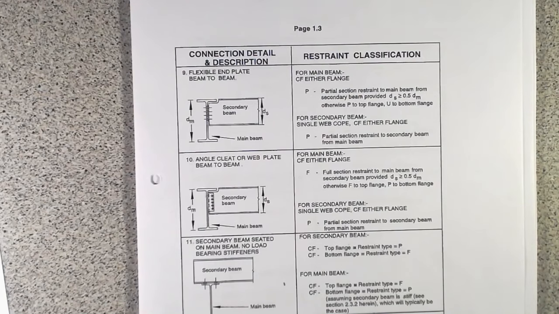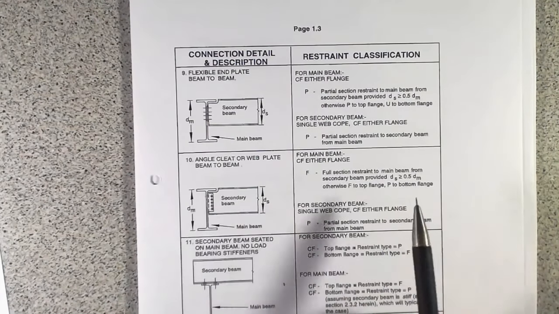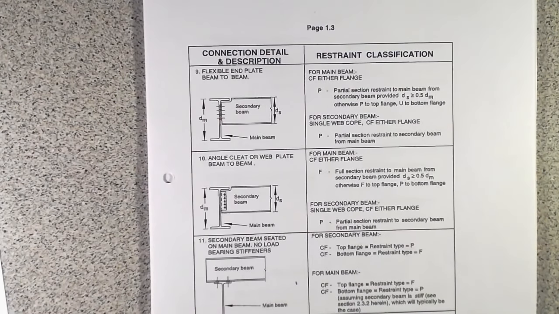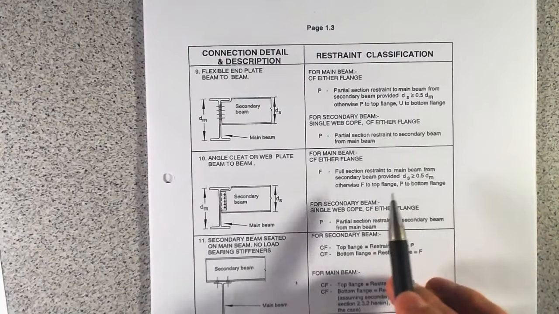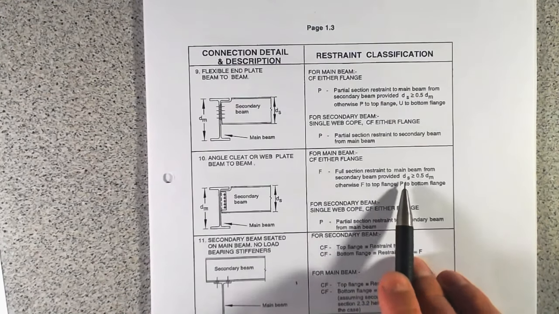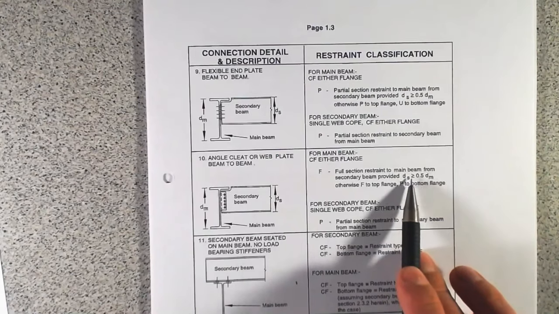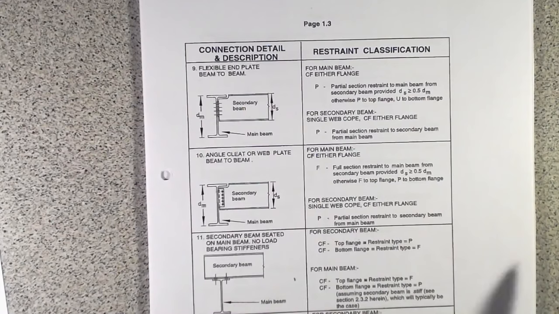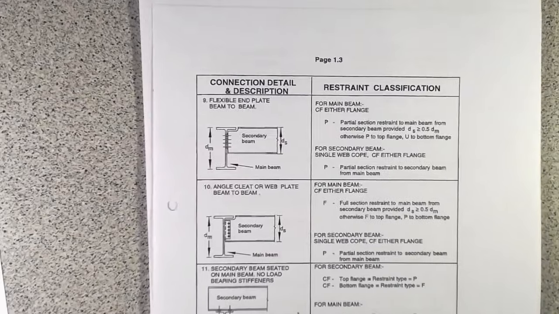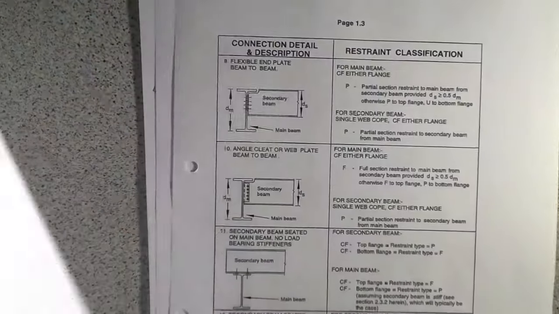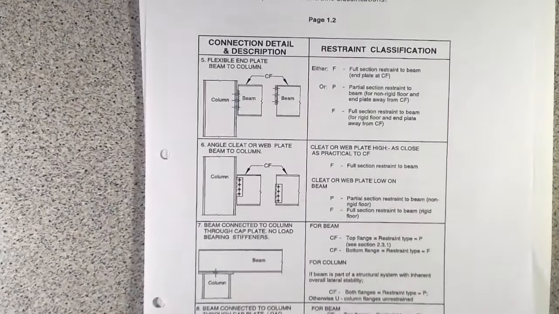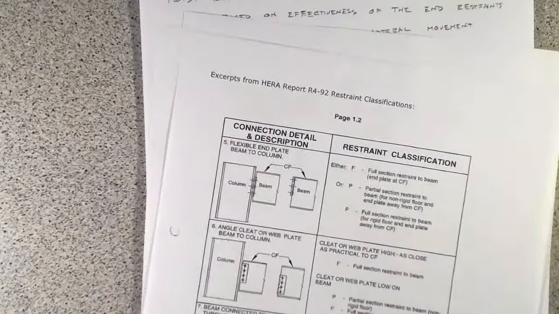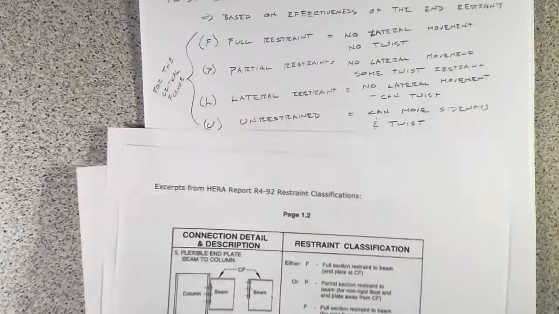So how do we classify this restraint for the primary beam? Well, it depends upon the depth of the section. What this detail says, and this is all from testing and experience from lots of buildings getting built, is that if the secondary beam is greater than or equal to half the depth of the primary beam, we count it as a full restraint. If it's not, then it's a partial restraint. I won't go through these in detail, but there's a number of them here which help clarify what's a full and what's a partial restraint.